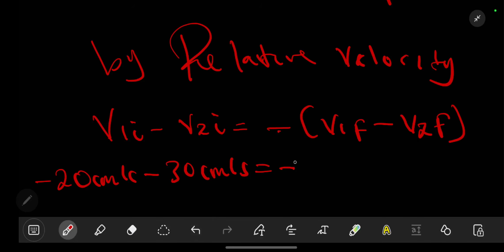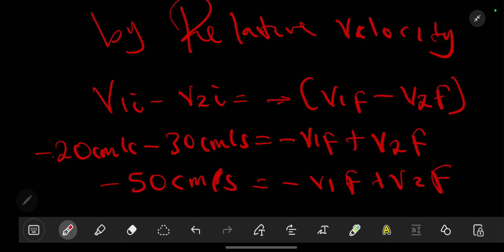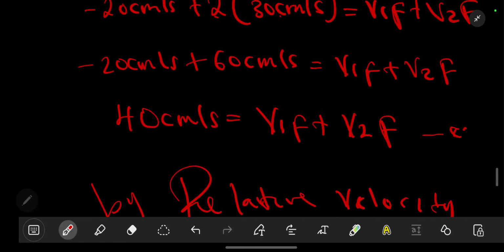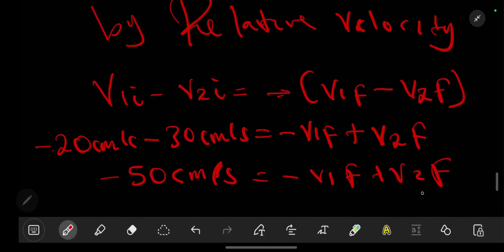we can just open the brackets. Negative by positive, it will be negative V1 final. Negative by negative, it will be positive V2 final, like that. So negative 20 minus 30 is negative 50 centimeters per second, should be equal to negative V1 final plus V2 final. So we can call this our equation 1, this one our equation 2.